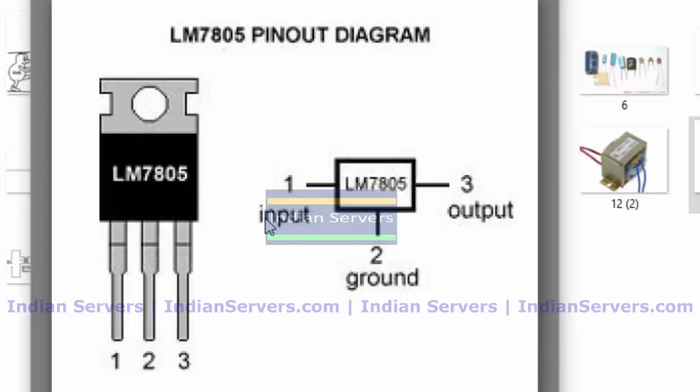If you take 7812, it can regulate up to 12 volts. Means if you give some 30 volts, you will get 12 volts as output. So these two digits will vary: 5 volts, 12 volts and 18 volts, like that. Many types of voltage regulators are available in the market.